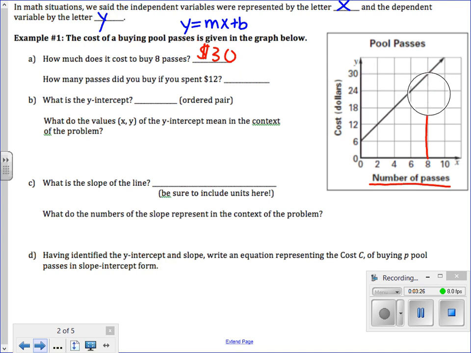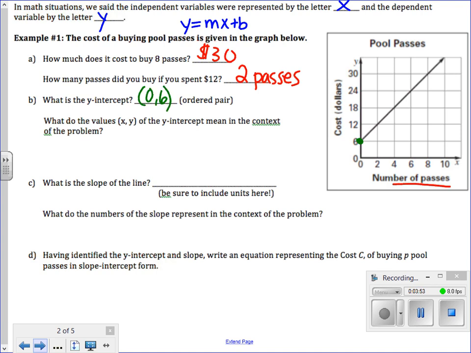Now if I look the other way, it says, how many passes did you buy if you spent $12? On the cost axis, I go over to the graph, look down, and it looks like I bought 2 passes for that amount of money. Now this question is asking for the y-intercept. Well, the y-intercept is an ordered pair, and appears to be at (0, 6).